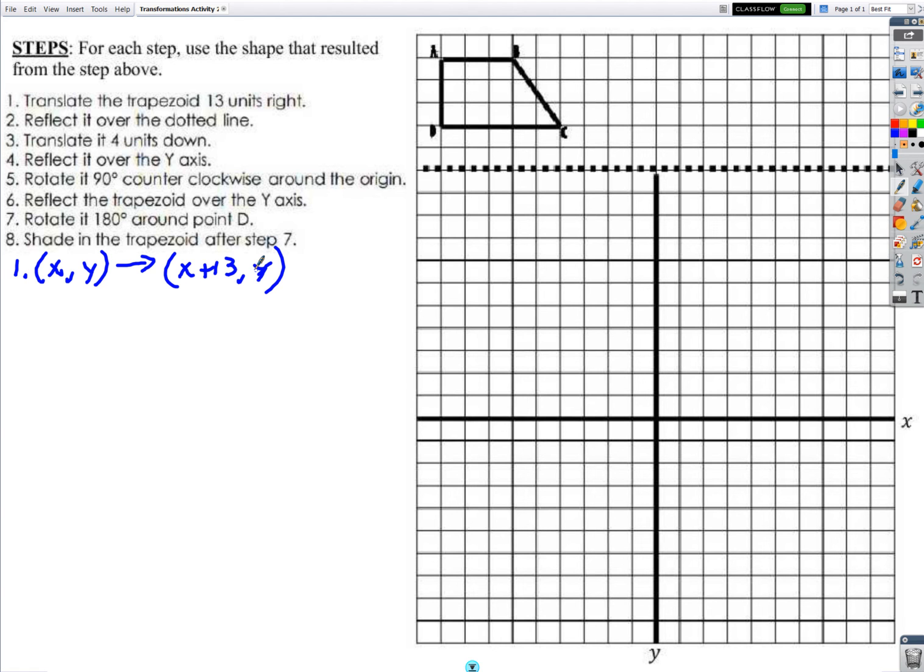Like, so let's start with A. Ready? So A, 1, 2, 3, 4, 5, 6, 7, 8, 9, 10, 11, 12, 13. So I'm going to put the A right there for now. Could I go back and count 13 units to the right on every single one?